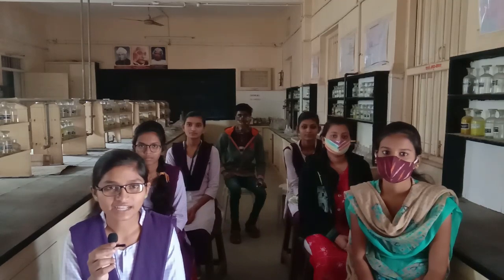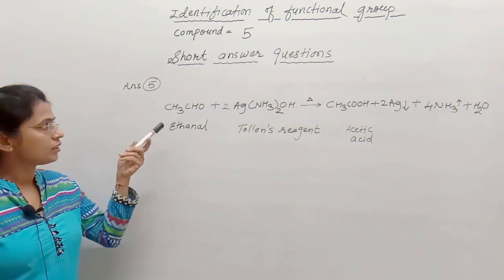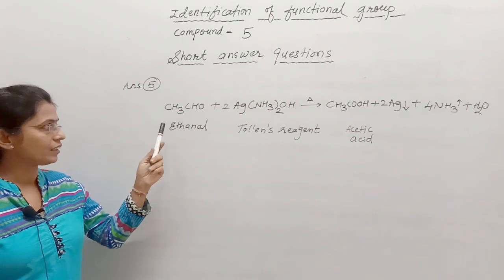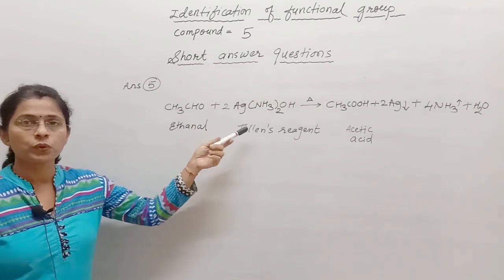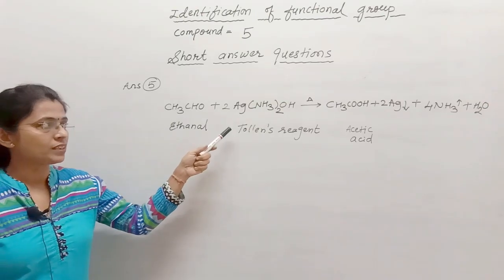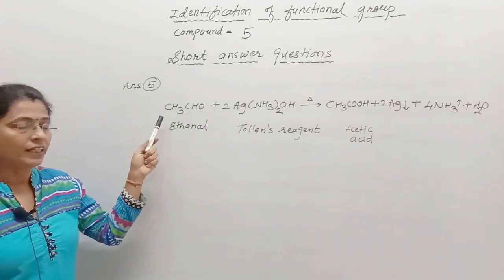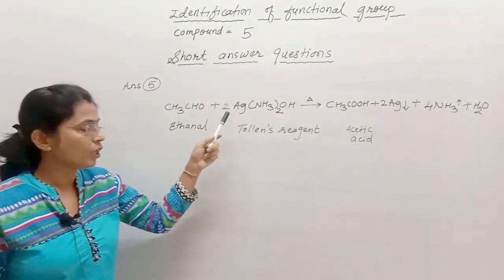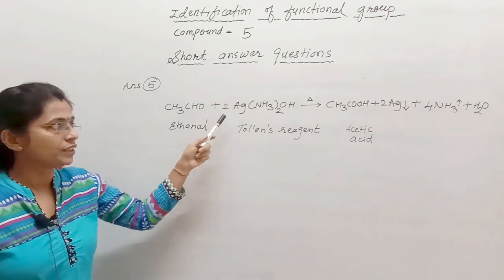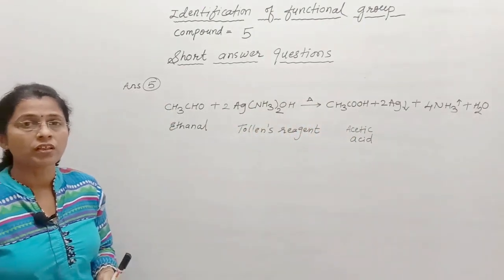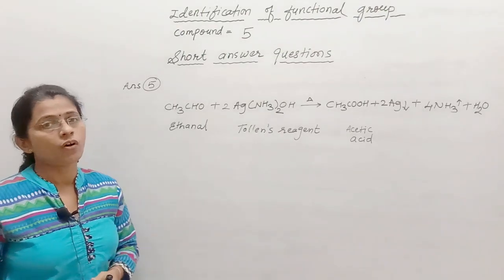Madam, please tell the chemical reaction of Tollens reagent and ethanal. This is the chemical reaction between acetaldehyde, that is ethanal, and Tollens reagent. When ethanal reacts with Tollens reagent, your aldehyde is oxidized to acetic acid, while Tollens reagent is reduced to silver and we get a silver mirror on the inner side of the test tube.